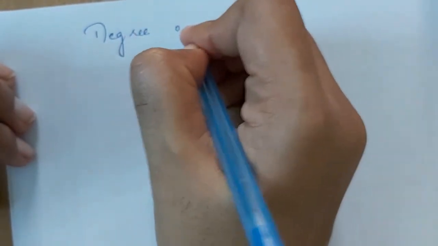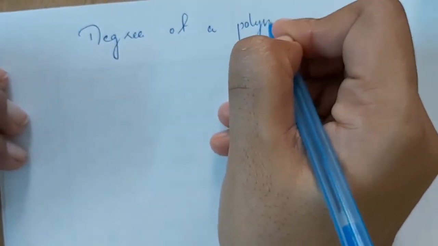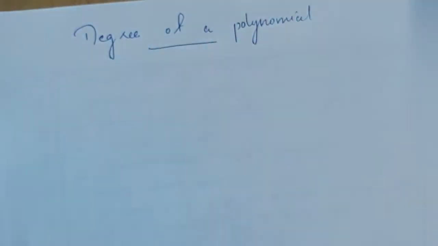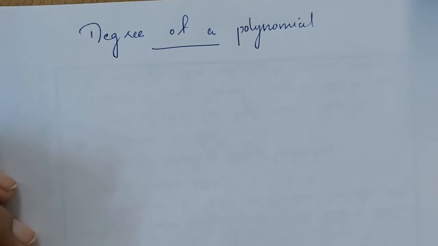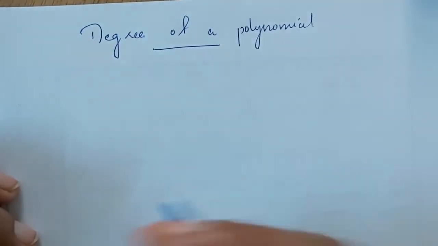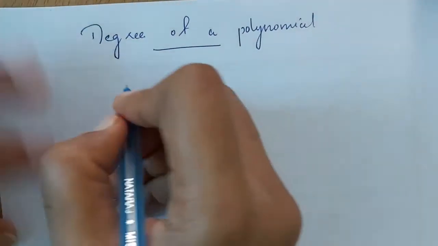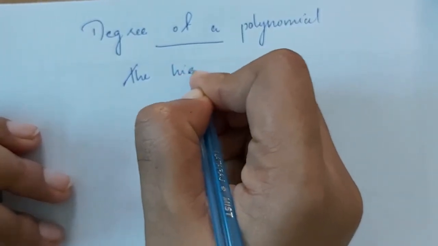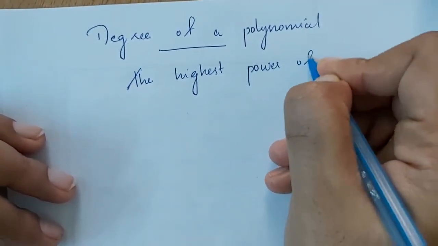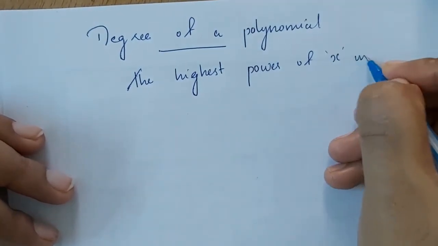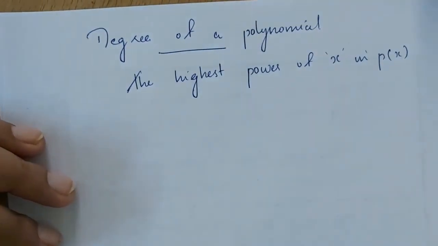Okay, we can categorize polynomials. Before that, we are going to a term, degree of a polynomial. Degree of a polynomial means the highest power of the variable in that polynomial. For example, if x is the variable used in a polynomial, the highest power of x, or variable x in p of x, or variable y in p of y.